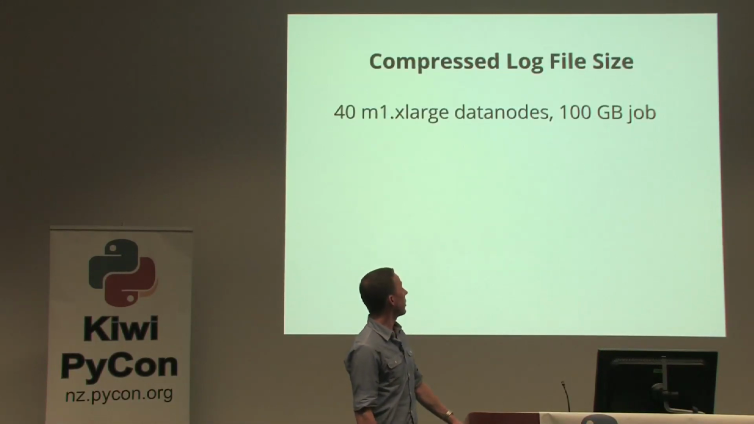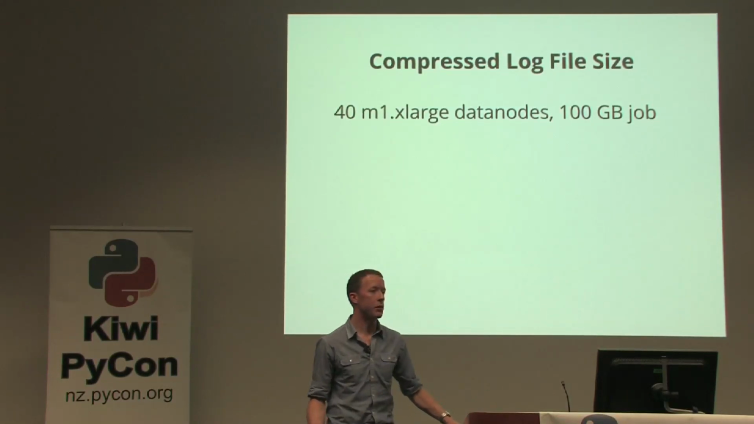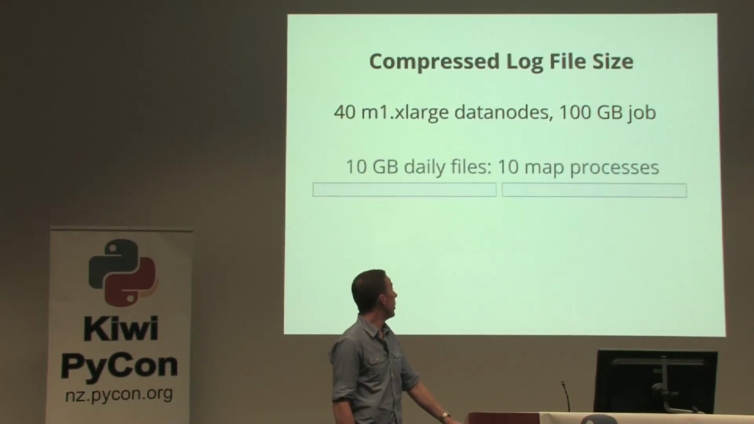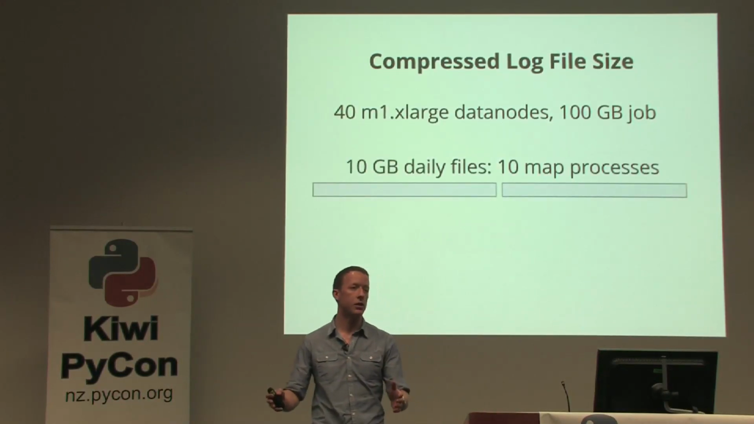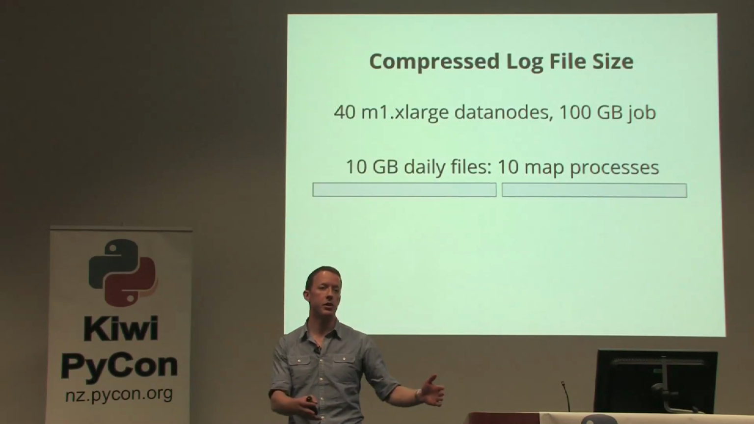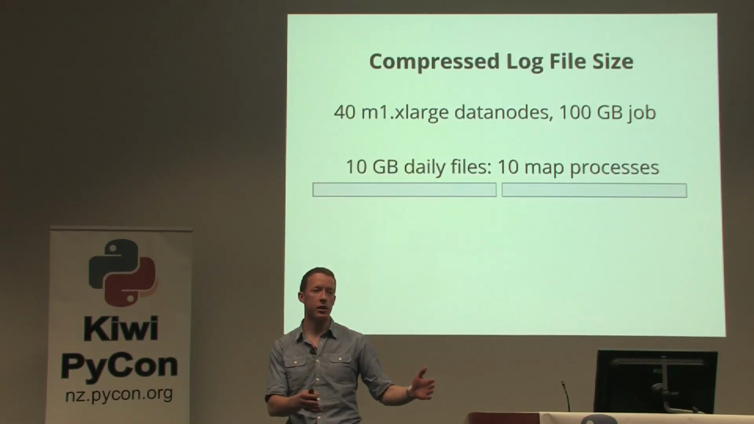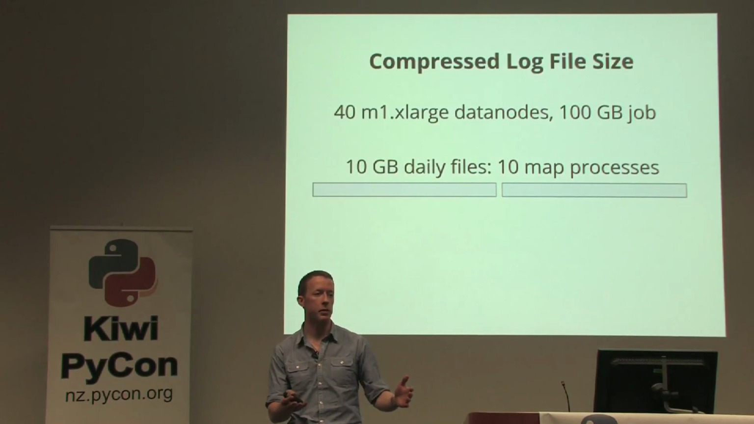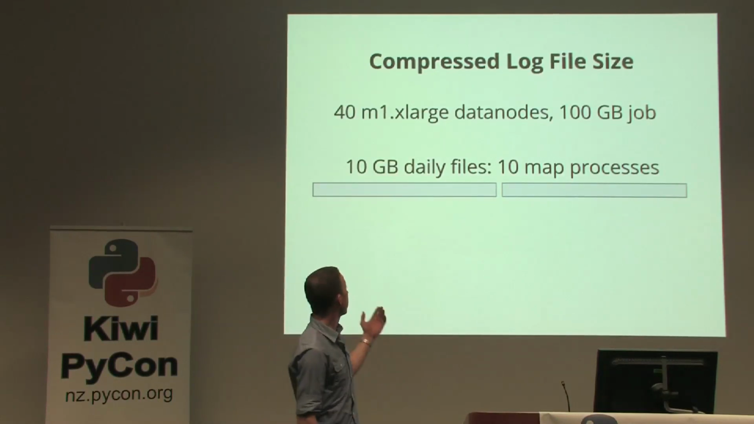So one of the gotchas here is, let's say we've got 40 M1 large data nodes as part of our cluster, and we're interested in processing 100 gigabytes, which is not too bad. That should finish in half an hour or so. If you transferred the daily logs from the impression handler web serving system into S3 as a daily log file, that tar gzip file might be about 10 gigabytes or something. 100 gigabyte job, that's 10 files.